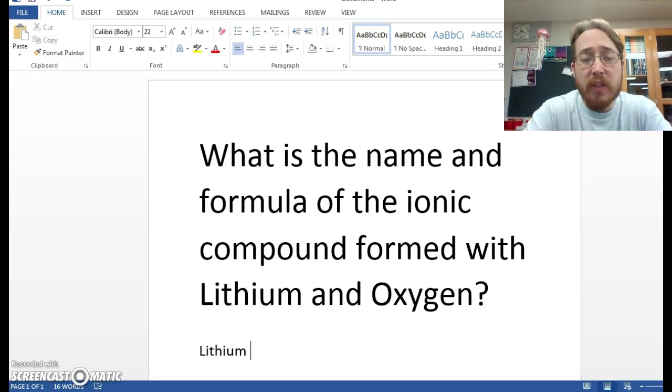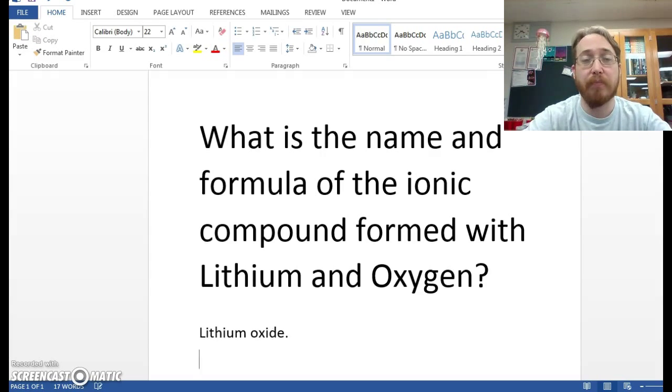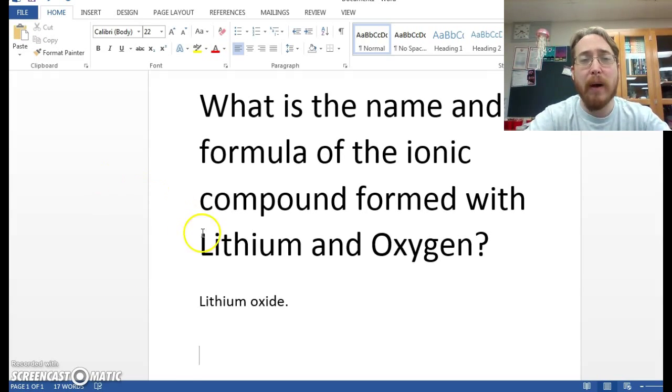When you use the anion, you don't simply write the anion. You would think that would be lithium oxygen, but that is not correct. You have to change to its IDE ending. So oxygen becomes oxide, and the name is lithium oxide. And that's it. That is the name. Cations come first. The anion changes to an IDE ending. That's it. Now, what about the formula?